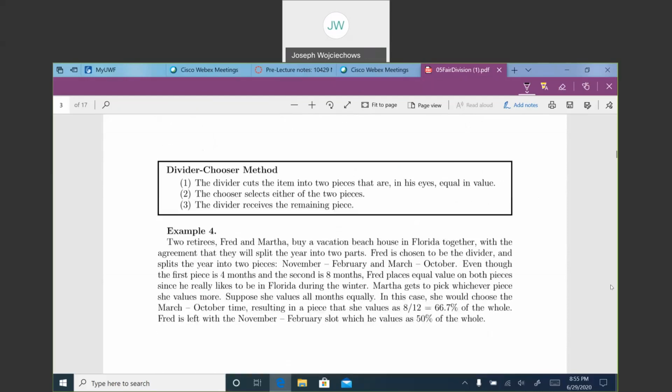So let's look at some methods that are used to do this. The first method is called the divider-chooser method. The divider cuts the item into 2 pieces that are, in his eyes, equal in value. The chooser selects either of the 2 pieces. The divider receives the remaining piece.